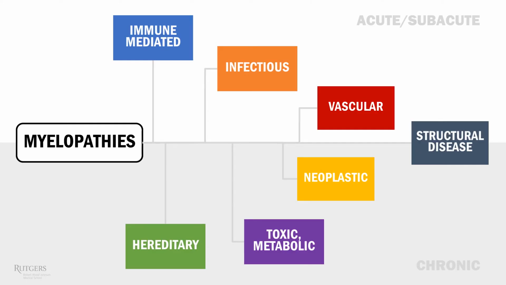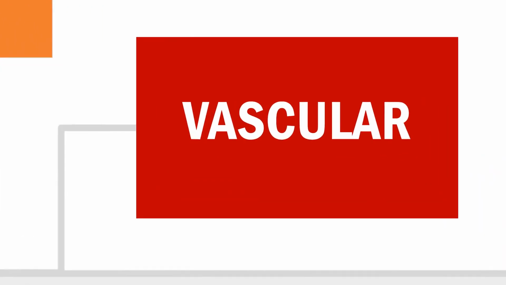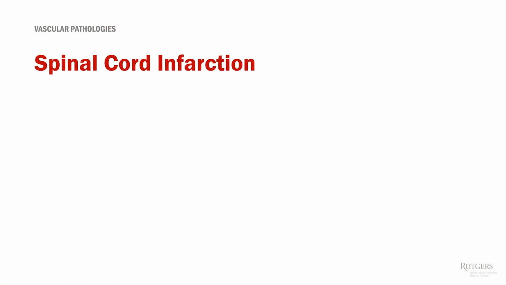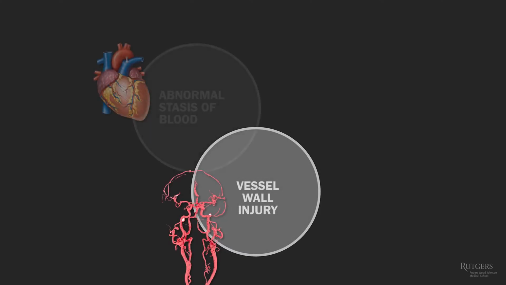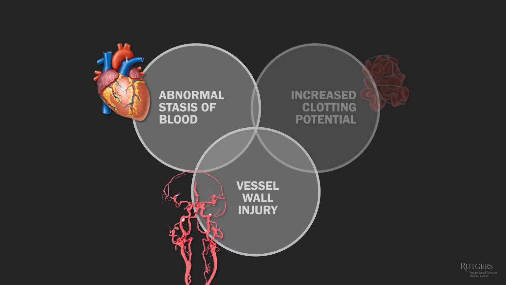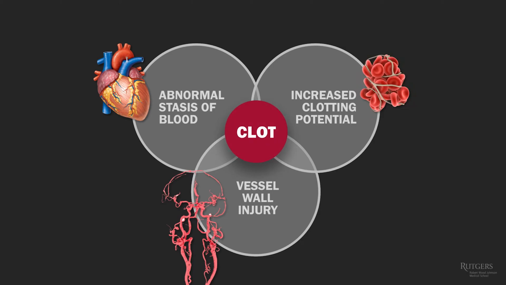So now that we covered immune-mediated and infectious myelopathy, let's switch gears to vascular causes. There are essentially two major vascular lesions of the cord: ischemia and hemorrhage. Clot formation depends on three basic components: disorder of the blood vessel wall, disorder of the heart, and disorder of the blood itself, the Virchow's triad. Cord strokes are no different.